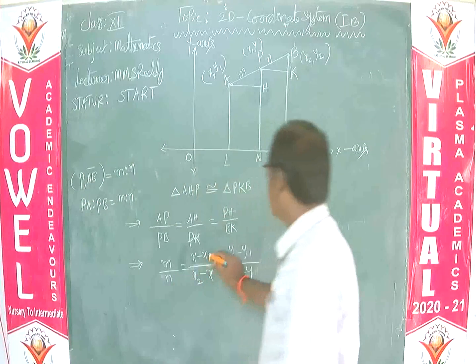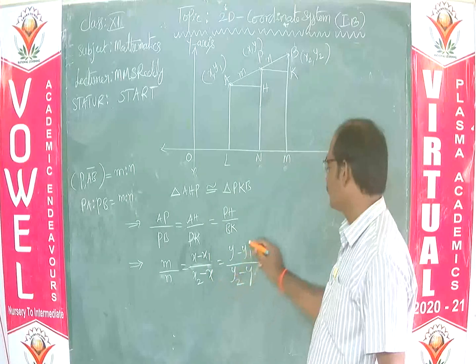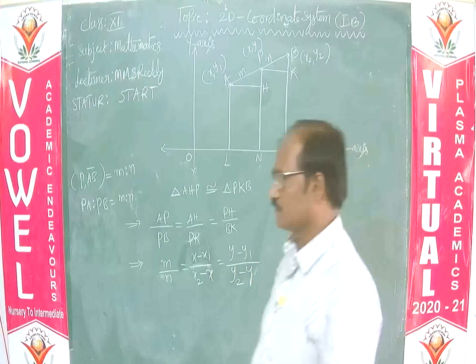So m/n is equal to x minus x1 by x2 minus x, equal to y minus y1 by y2 minus y.